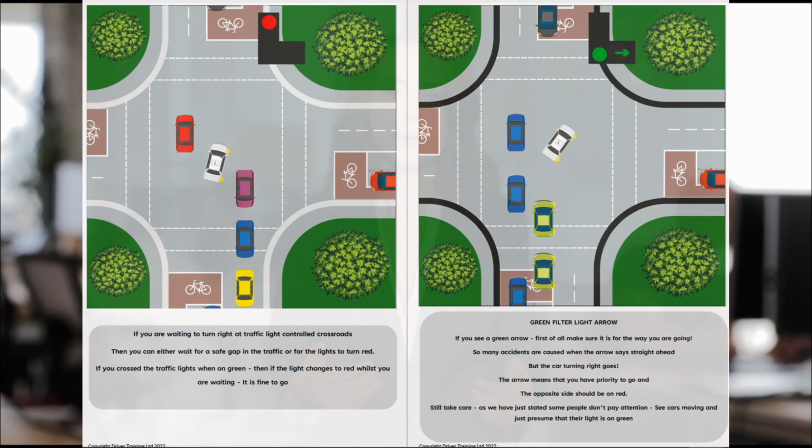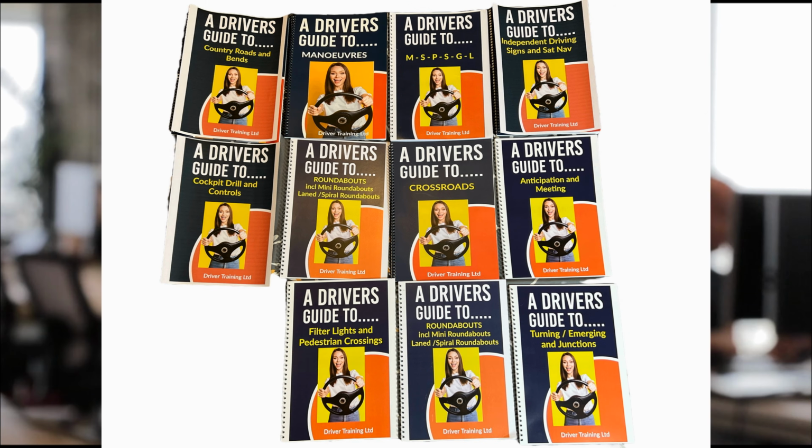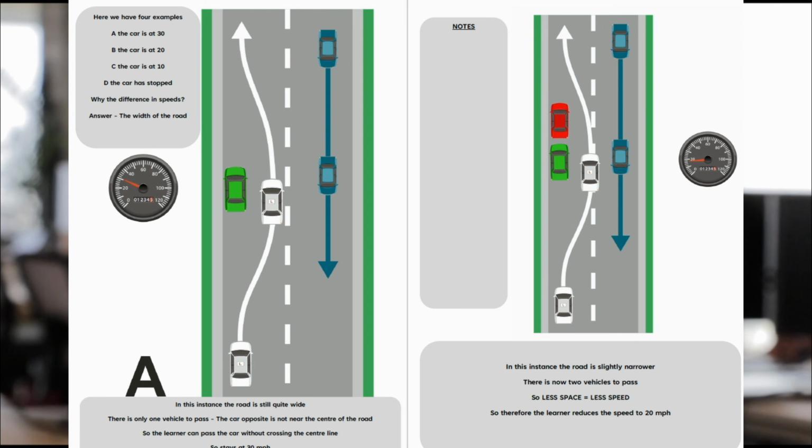The full briefing folder is over 300 pages, but here's the great thing. If you already have a briefing folder, you can choose the subjects that you want to improve on. Subjects such as manoeuvres, turning, emerging and junctions, motorways, dual carriageways and overtaking. We have lesson plan diagrams for anticipation and meeting, country roads and bends.